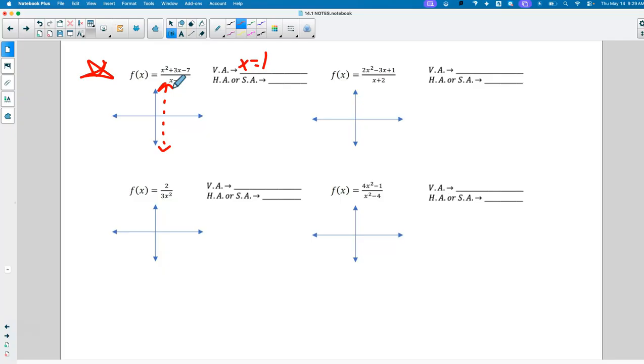Now, what is our case here? The big over the small. It is a slant. Which means we have to go ahead and do some synthetic division. What number goes on the outside? 1. And then I'm going to have 1, 3, negative 7.